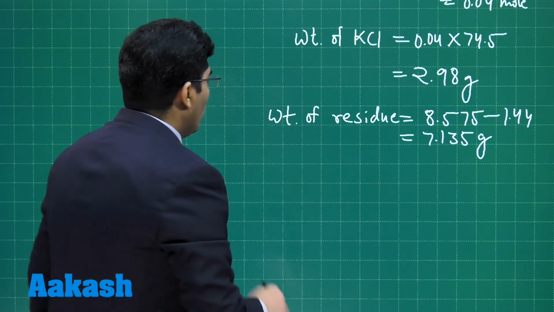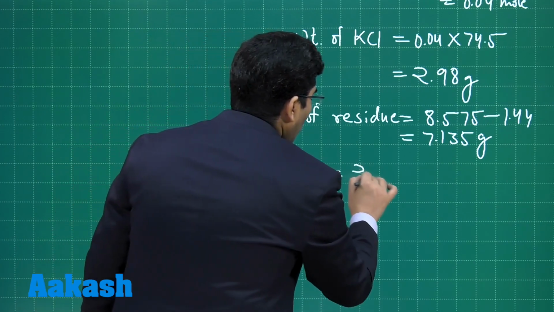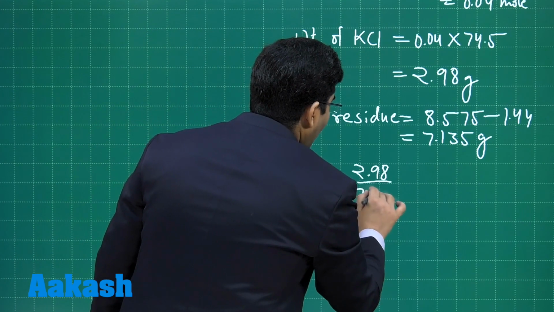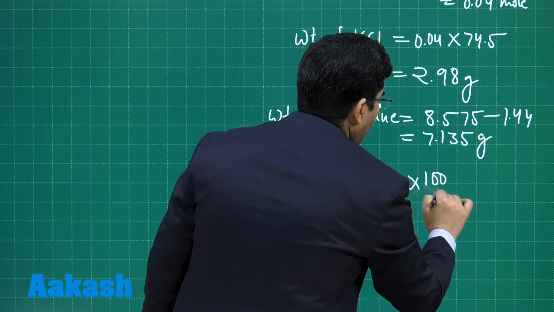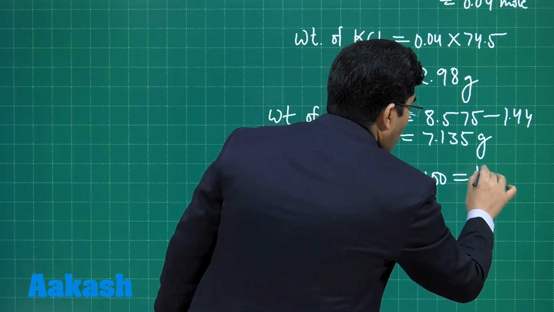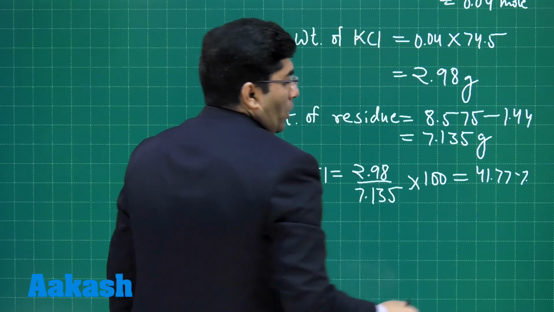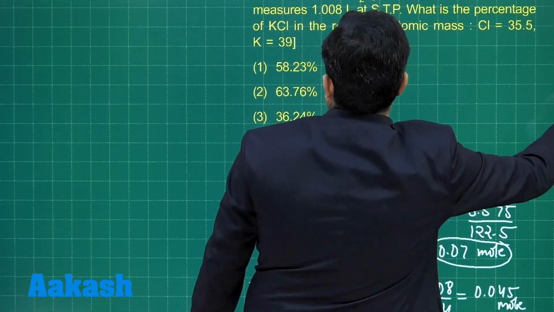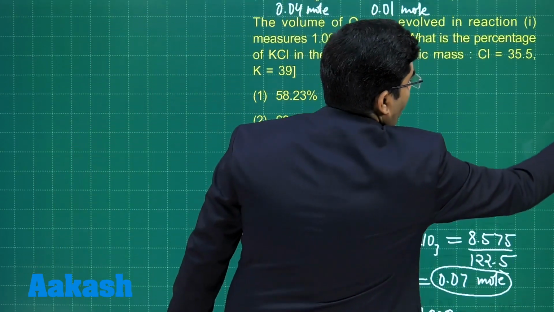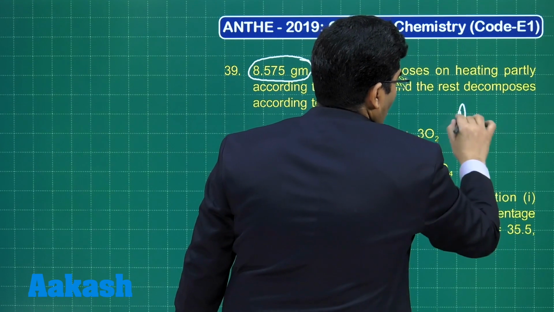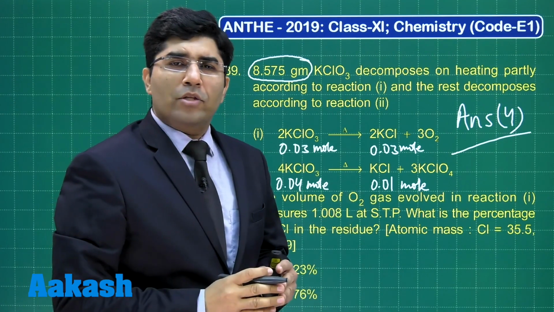And we have to find out the percentage of KCl in this residue. So the percentage of KCl will be equal to 2.98 divided by 7.135 multiplied by 100, which is equal to 41.77%, right? So let's find out the correct option. Here it is, 41.77, and our correct answer is option number 4, right? Let's move on to the next question.